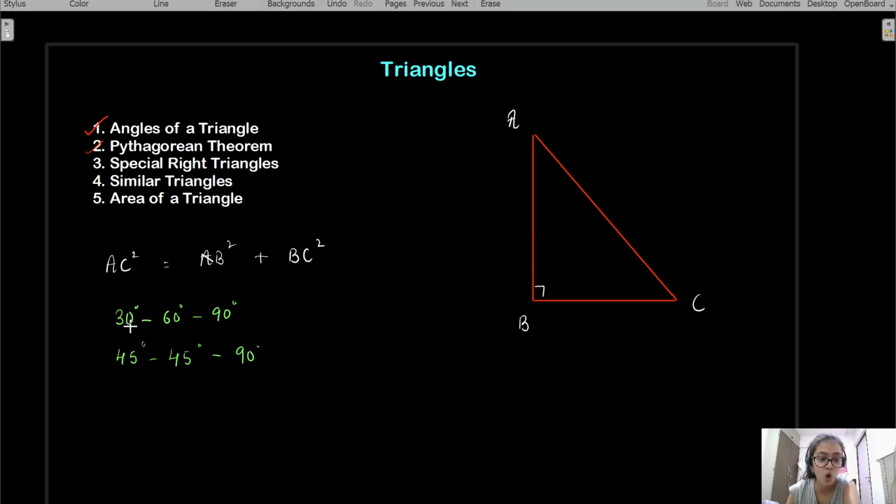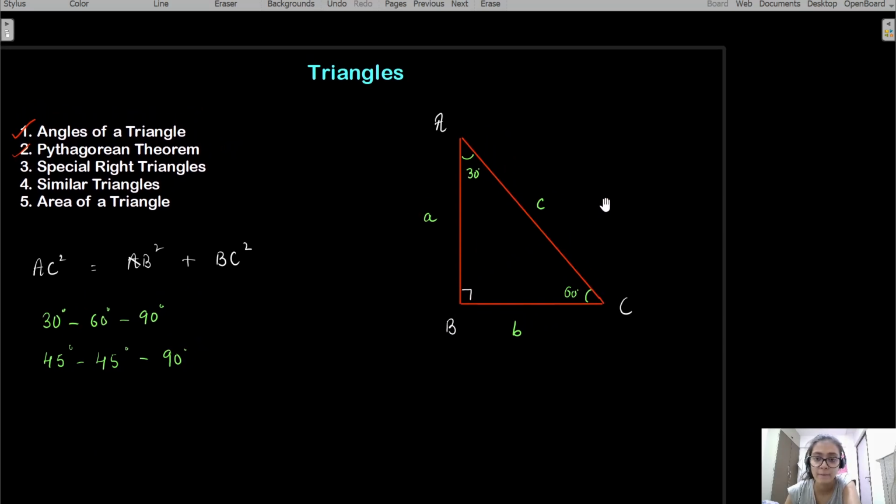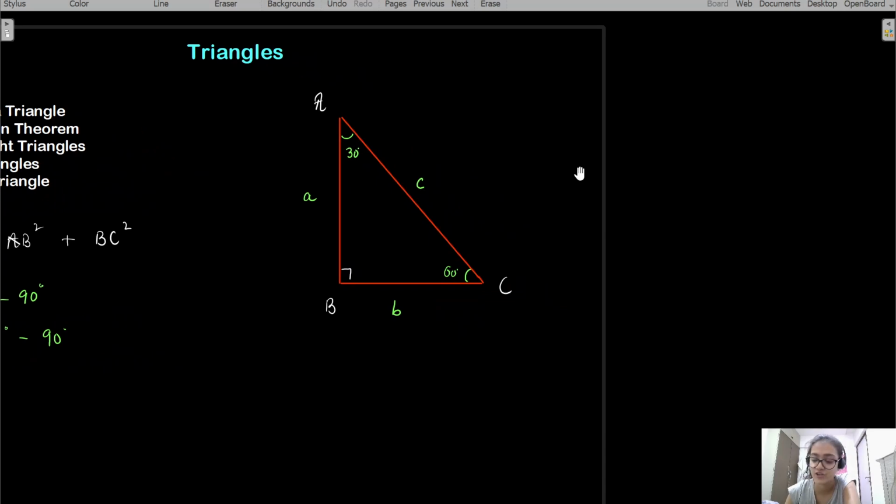So first let's talk about 30, 60, 90. So let's say that this angle is 60 degrees and this angle is 30 degrees. And this is obviously the right triangle. So in such a triangle, I'm gonna just give them names. So let's say that this is C, this is A, and this is B. Okay, so for this type of triangle we have a relationship which says that the hypotenuse is twice as long as the shorter leg.